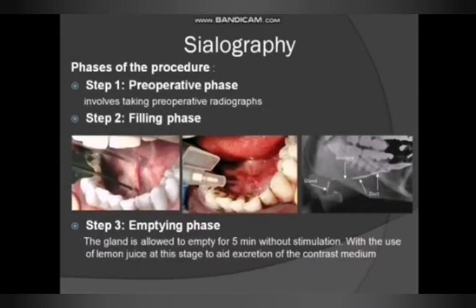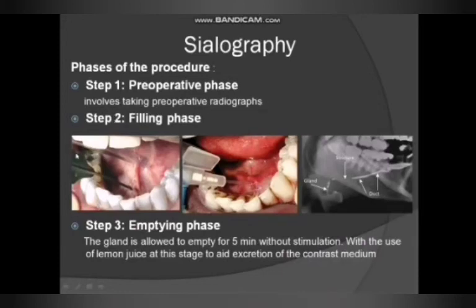Sialographic procedure is divided into 3 phases: preoperative phase, filling phase, and emptying phase. Step 1 involves taking preoperative radiographs. Why? We use it to assess if there are any abnormalities like radio-opaque obstruction, and if there are shadows of normal anatomical structures that may overlie the gland, such as the hyoid bone.